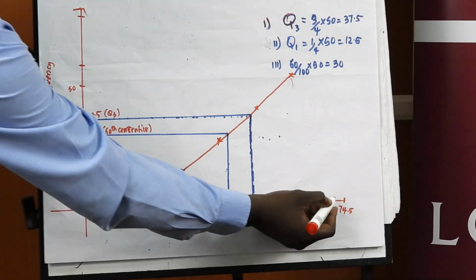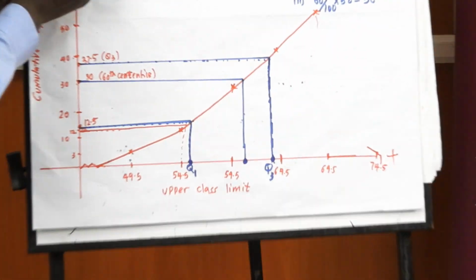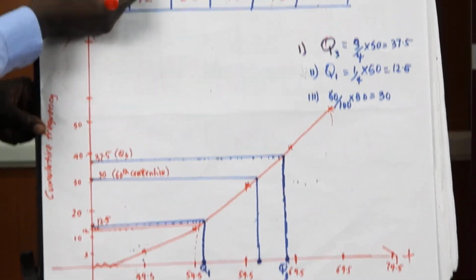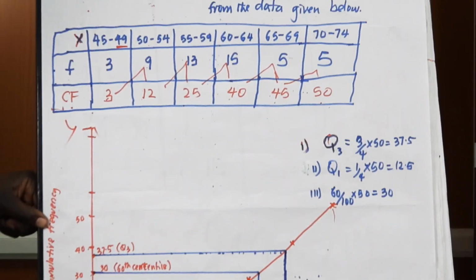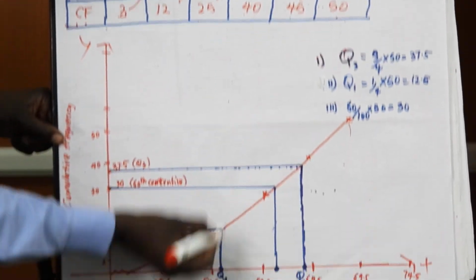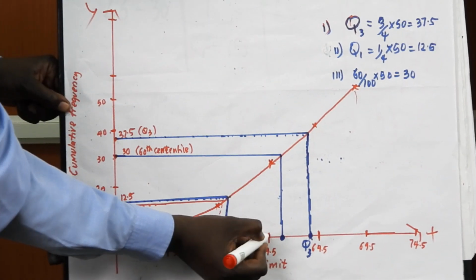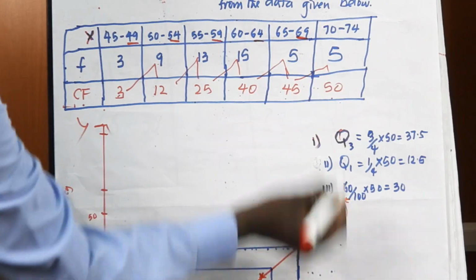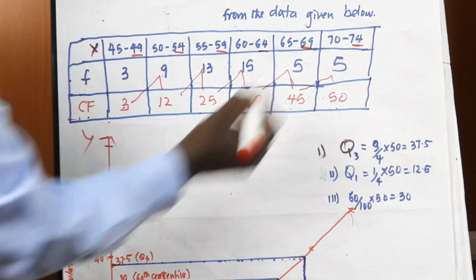Then on the x-axis, this is the x and this is the y, we are going to have the upper class limits. So we'll start with the upper class limit of 49, which is 49.5, then 54.5, 59.5, 64.5, 69.5, and the last one is 74.5.